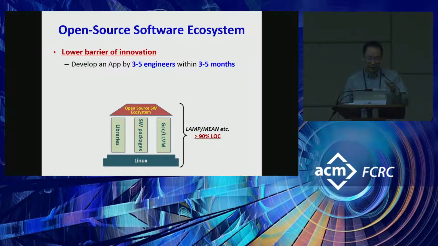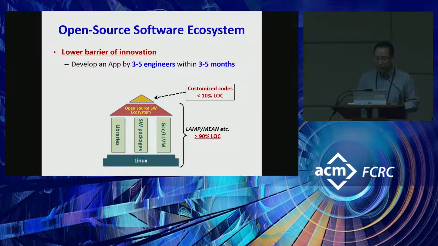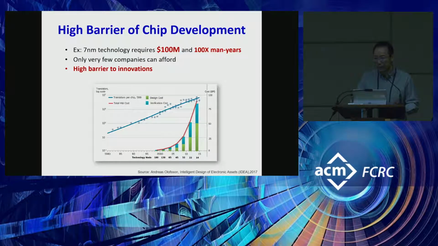This ecosystem already provides about 90% of the lines of code, based on combinations like the LAMP stack: Linux, Apache, MySQL, and PHP, Python, or Perl. So users only need to write less than 10% of the lines of code to implement their idea. But several speakers already mentioned that chip design has a high barrier.